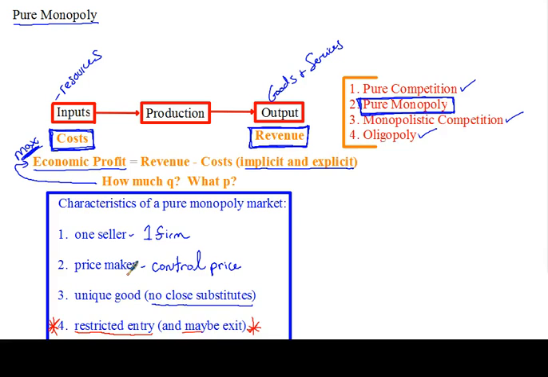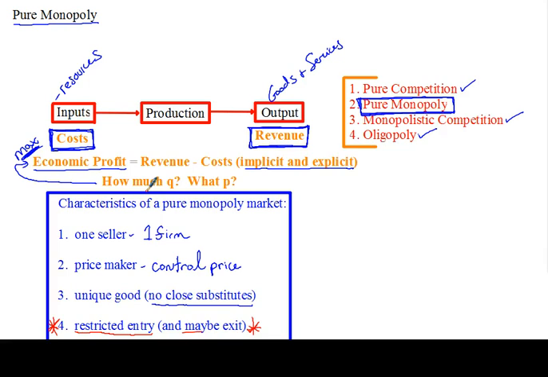So maybe if we're talking about a paper company, and if I'm the paper company and I own all the forest land in the country, then, well, nobody else can produce paper, and therefore entry is restricted. No other paper companies can come in and compete against me. No other companies can come into the paper industry. So I am the unique producer of the good. I am a price maker, and I am the only firm that is selling the good. So whenever these four things exist, we're going to be looking at a pure monopoly market.